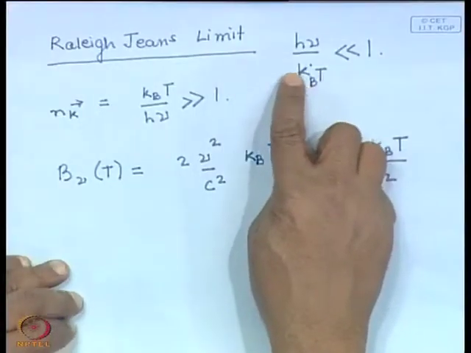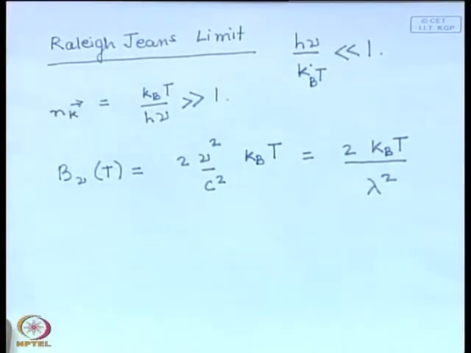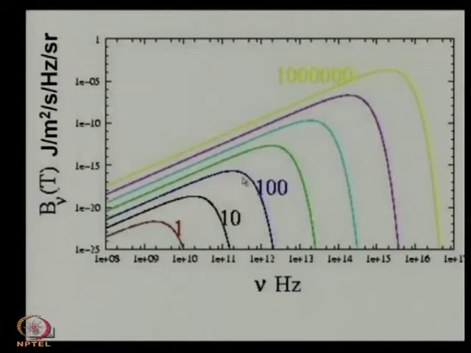So, at low frequencies it increases as the frequency squared, and then there is a maximum somewhere, and then beyond that it falls off. There is a characteristic frequency, and obviously the characteristic frequency is decided by k_B T. It depends on the temperature. The higher the temperature, the larger the characteristic frequency.